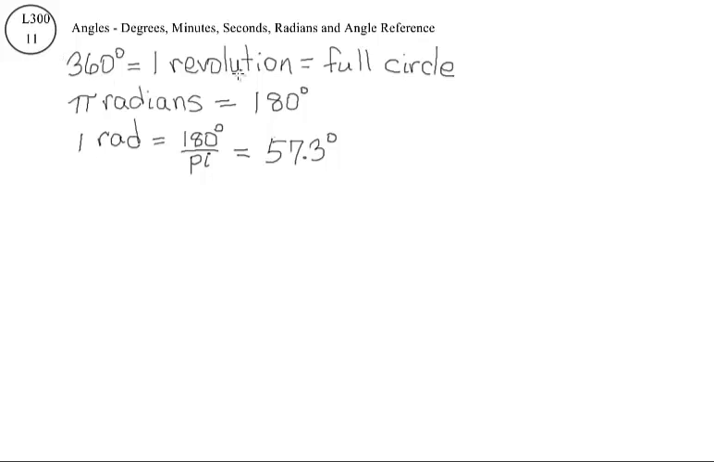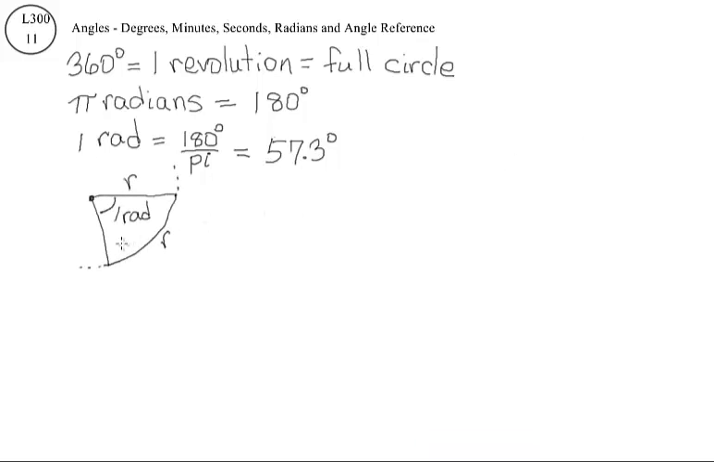360 degrees is one revolution, meaning a full circle can be divided into 360 angular parts called degrees. And there's another angular measure called radian. There are pi radians in 180 degrees, or 2 pi radians in a full circle. If we divide this equation by pi, we have 1 radian on the left and 180 degrees divided by pi on the right, and that number turns out to be approximately 57.3 degrees. That's how big 1 radian is.